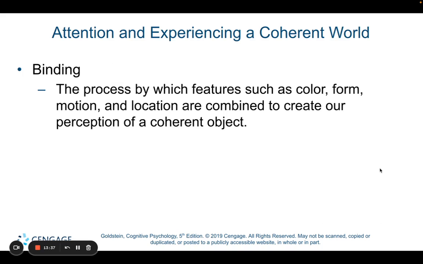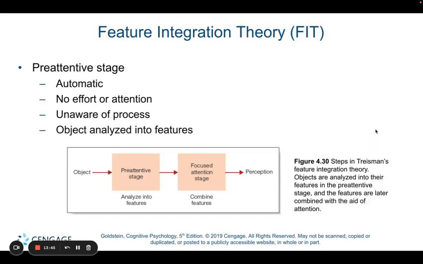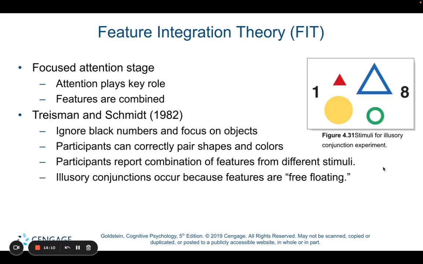Binding is the process by which features such as color, form, motion, and location are combined to create our perception of a coherent object. And feature integration theory, or FIT, is the idea that our preattentive stage is automatic and doesn't require effort or attention. We can be unaware of processes, and the objects analyzed can be broken into features. This is a part of Treisman's attenuation model. So when we focus our attention can play a key role, and features can be combined.